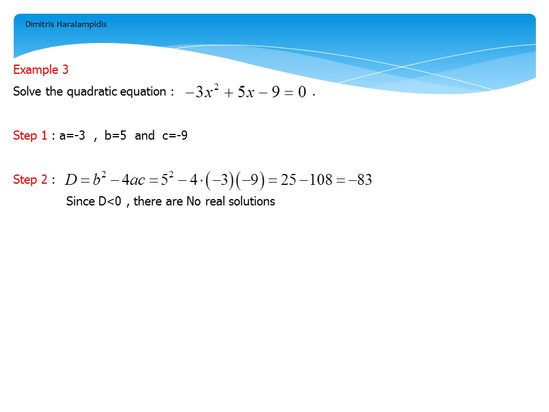In the second step, we calculate the value of the discriminant by using the discriminant formula b squared minus 4ac. And if in that formula we substitute the values of a, b, and c, we can come up with its value, which is negative 83. And since our discriminant is a negative real number, then there are no real solutions for our equation. And so there's no need to move to the third step.